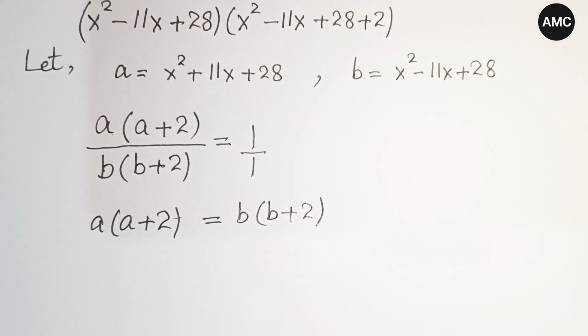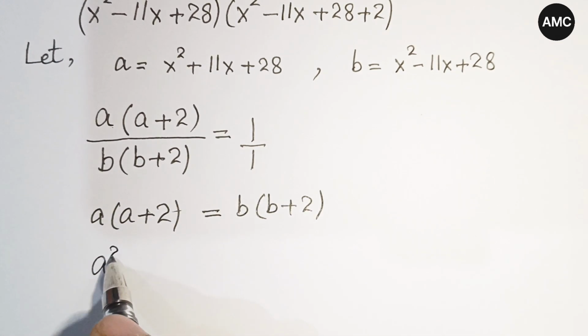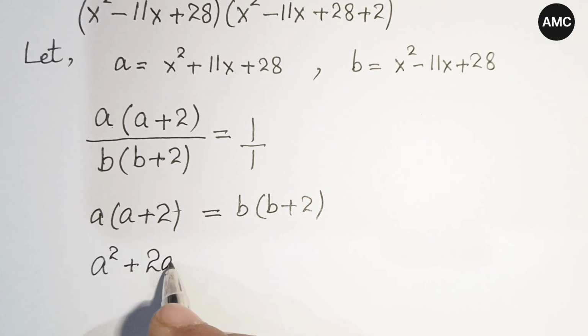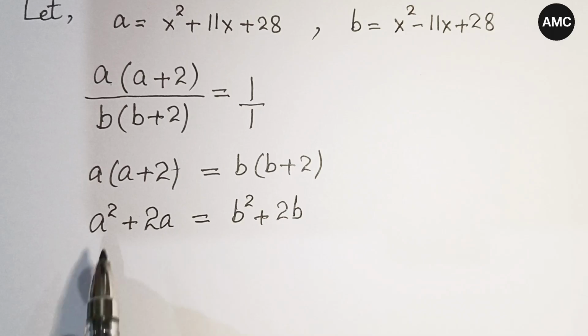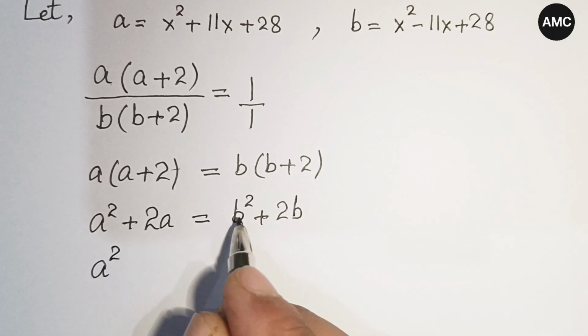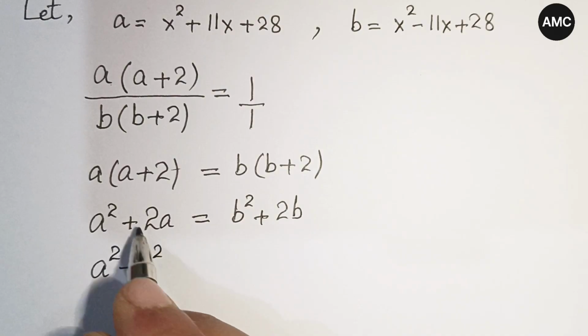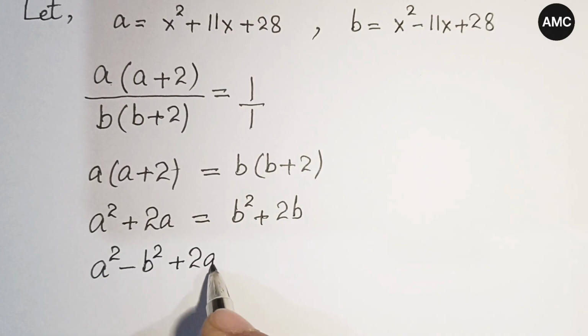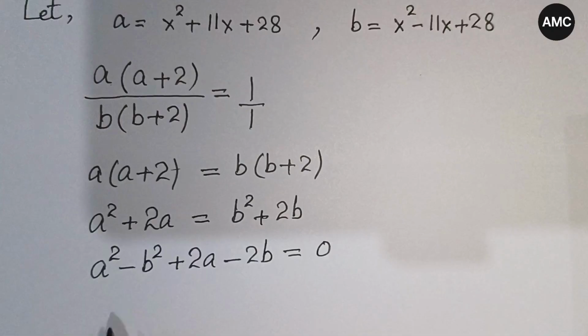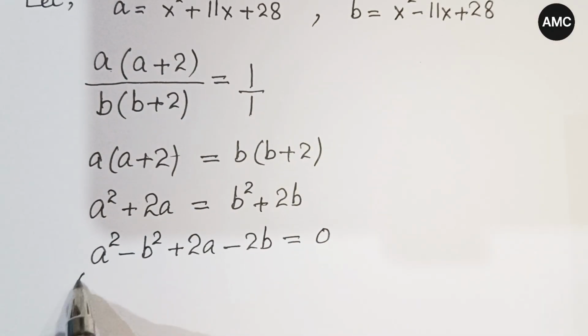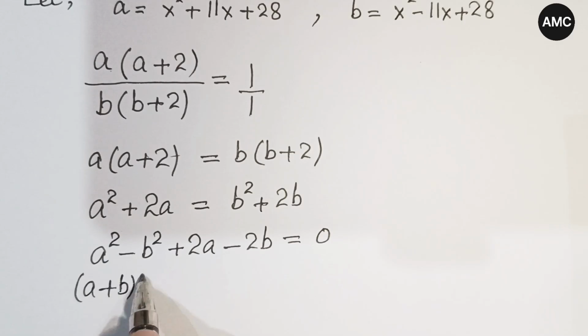Multiplying a into parentheses, we have a squared plus 2a is equal to b squared plus 2b. Now shifting these two terms to our left hand side, we have a squared minus b squared plus 2a minus 2b is equal to 0. Now we know that a squared minus b squared is equal to (a plus b) times (a minus b) according to the algebraic formula.